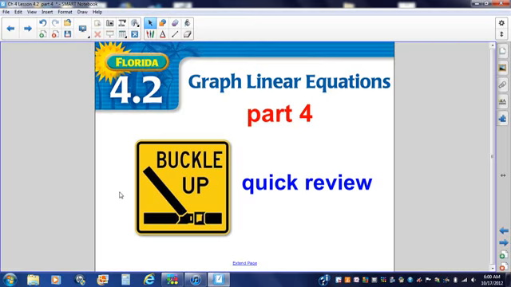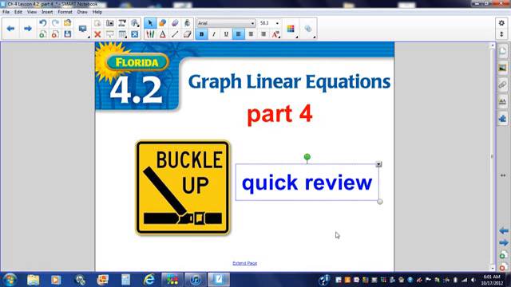Alrighty, please write down in your spiral for notes and homework. This is lesson 4.2. Again, we're going to continue to work on graphing linear equations. This will be part 4. So please buckle up. We are going to do a quick review.